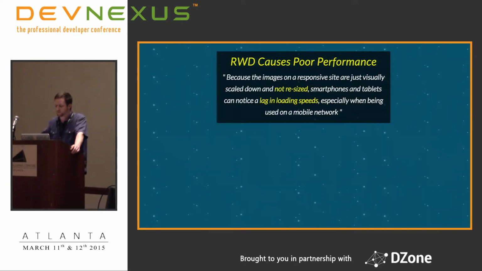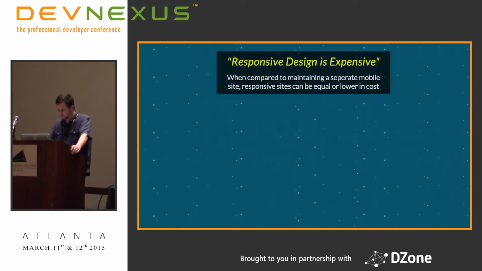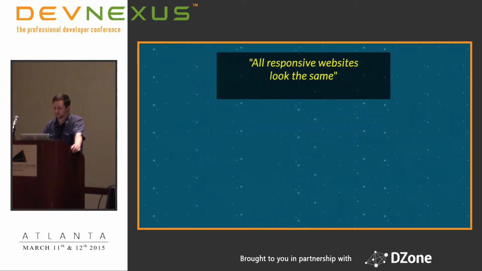So a couple of misconceptions is that responsive web design causes poor performance. This is a quote off a site I'm not naming, but basically you can see that it says because the images on a responsive site are just visually scaled down, you're not sending a smaller image for the device, you're loading this huge content on a small mobile device, and it's really slow. The other, I kind of hinted at, responsive design is expensive. When compared to a separate mobile site, it definitely can be equal or lower cost, and I think a better experience for most sites. All responsive websites look the same.